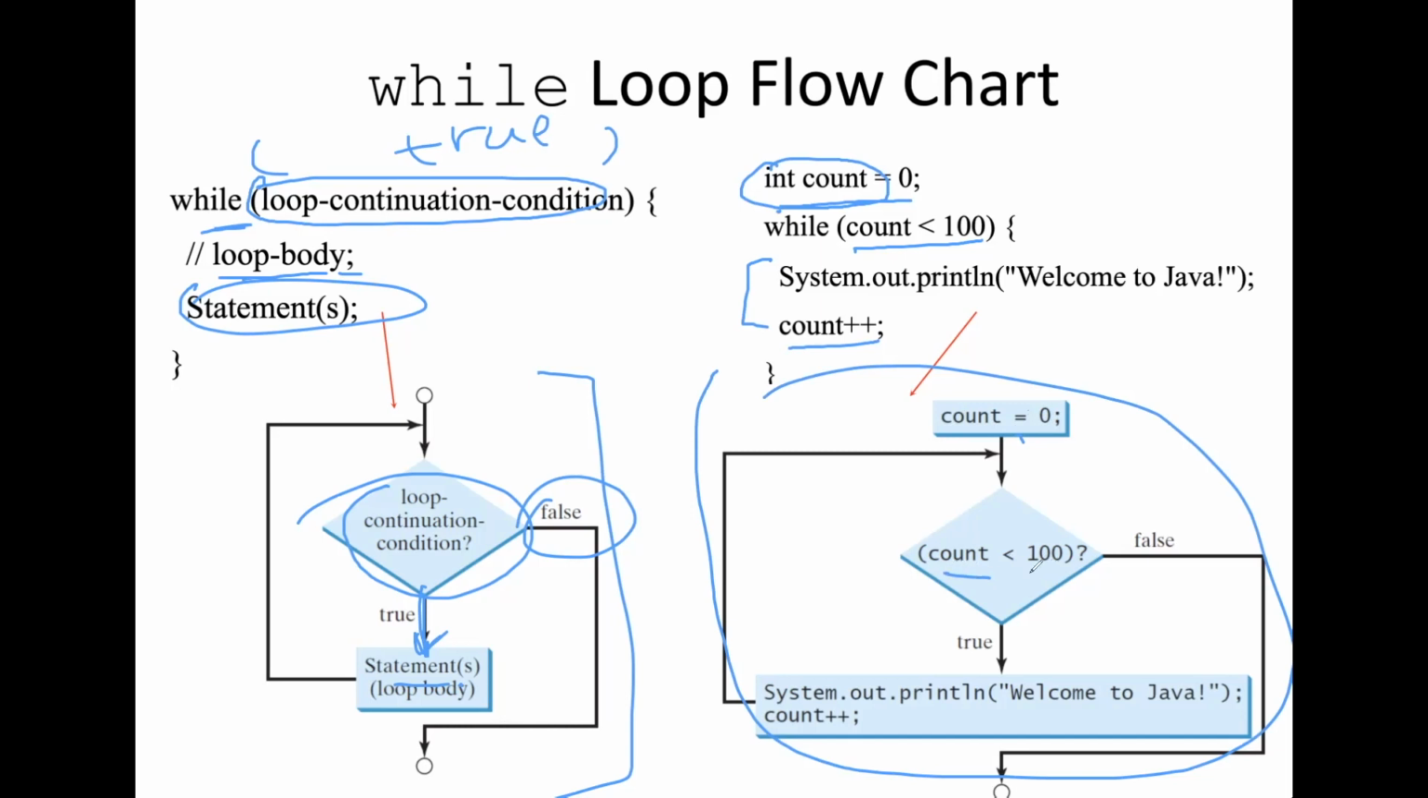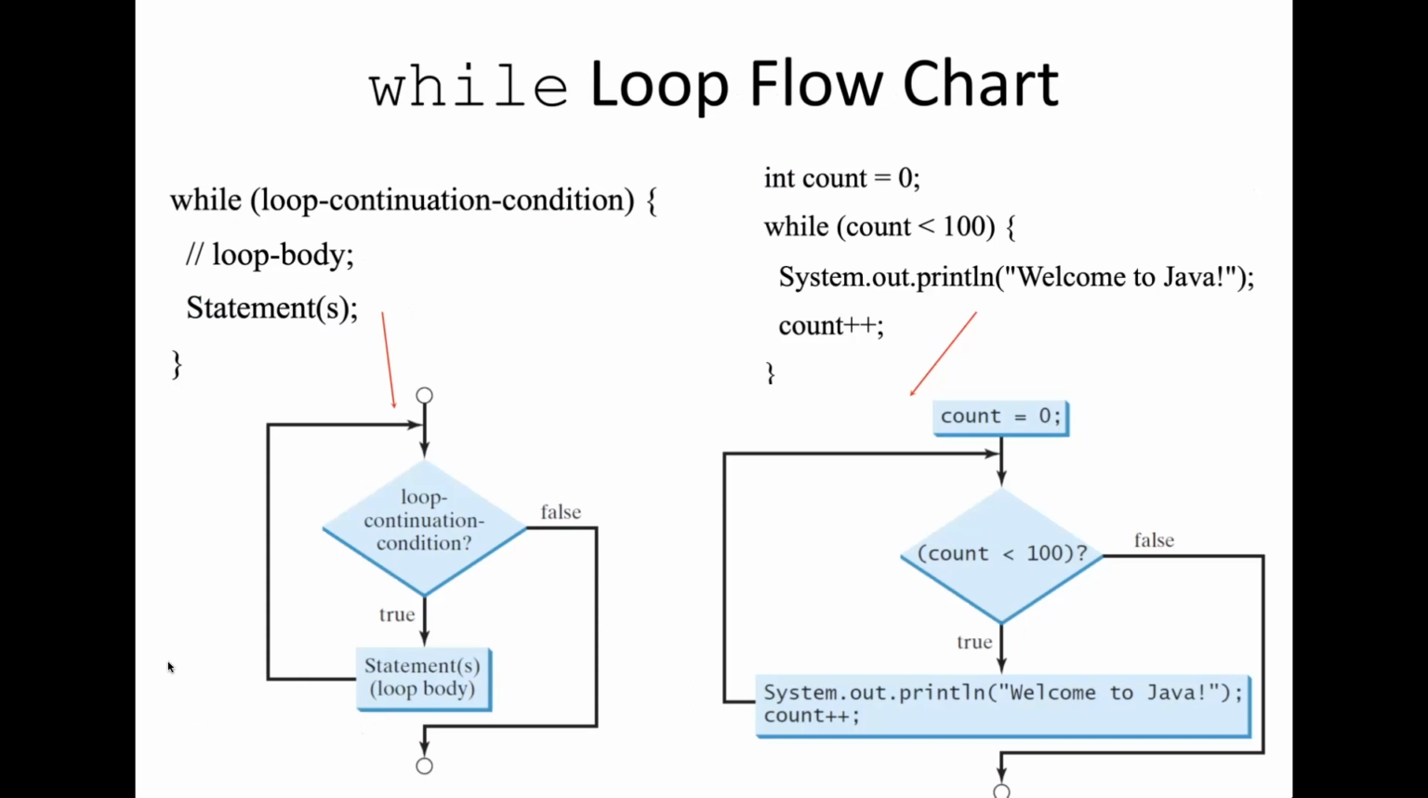As long as count is less than 100, continue printing Welcome to Java, and you increment your count by 1, checking to see if count is less than 100. If true, print Welcome to Java, increment count. Eventually, when count exceeds 99, becoming 100, this condition count < 100 is no longer going to hold. Therefore, you get a false expression, terminating the entire while loop altogether. This is when count equals 100. We'll look at another example of a while loop and trace it from beginning to end.